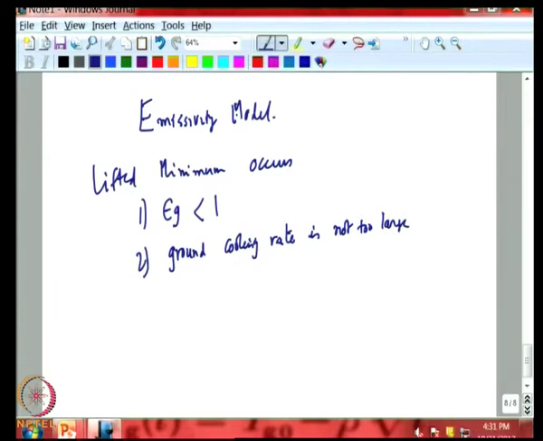And the second important point that came out was that the emissivity of the ground has to be below 1. Now, this is a result which was initially not foreseen, and this result shows the important role that the ground emissivity plays in this phenomenon. And this also partly explains why this situation occurs somewhat rarely. The lifted minimum phenomenon is not observed all over the world.